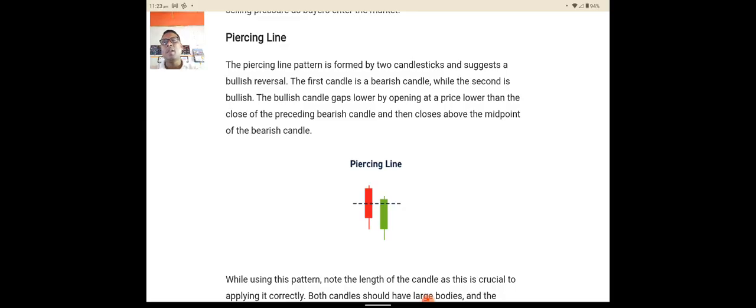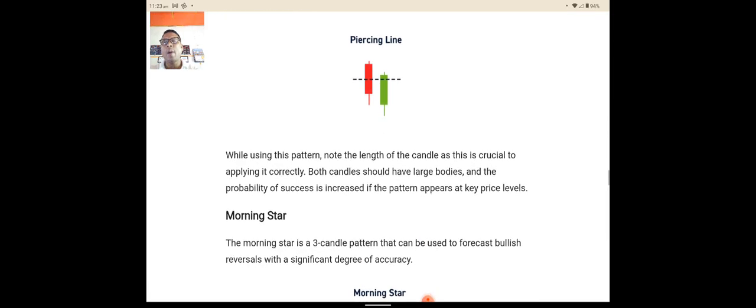The piercing line is a bearish candle followed by a bullish candle that closes well into it, and the candle after that indicates the market is likely to go up. When using the pattern, note the length of the candles as this is crucial to applying it correctly. Both candles should have large bodies and the probability of success is increased if the pattern appears at a key price level.